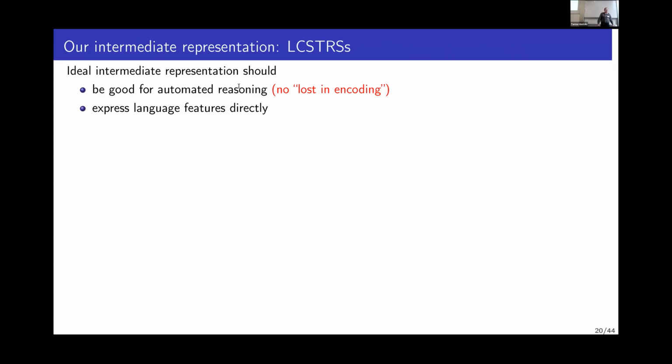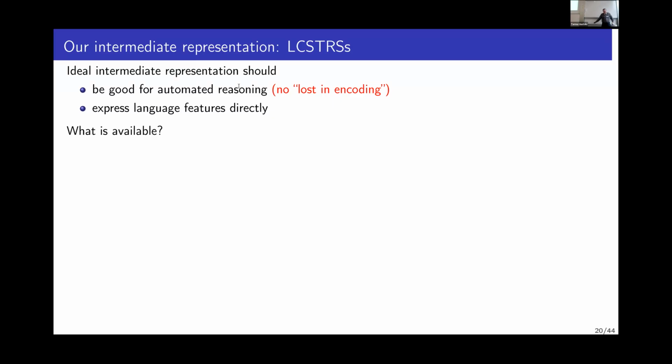So let's think about what makes for a good intermediate representation. It should be good for automated reasoning. So we don't want any loss in an encoding, as we've seen with representing the number 1 million by 1 million symbols S that are nested around a 0. And ideally, we would like to be able to express language features directly. So, for example, well, this is the other side of the coin. We'd like to be able to say the language has the number 1 million. I want to be able to write that down directly.